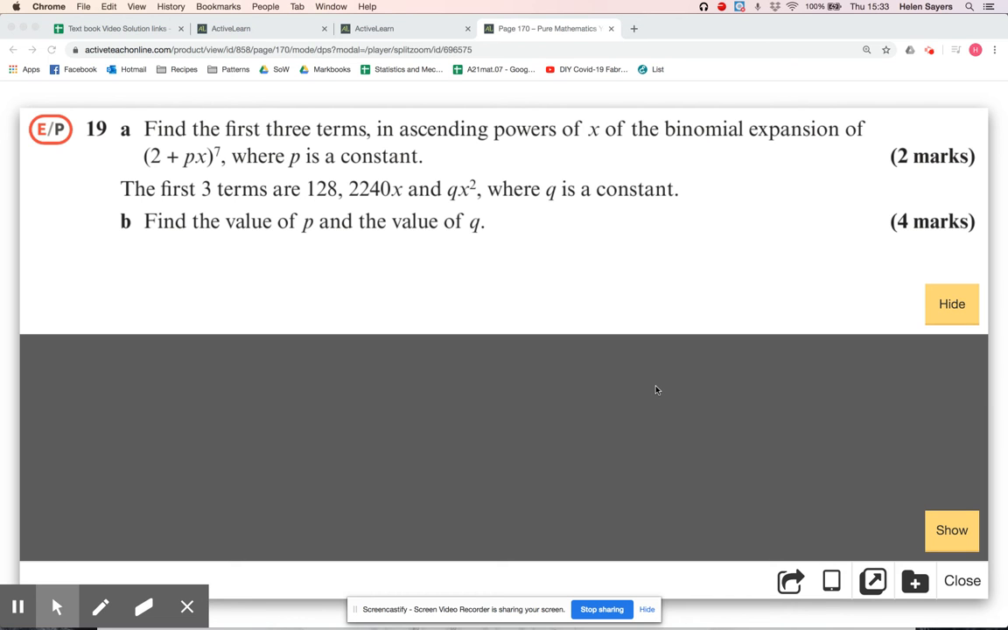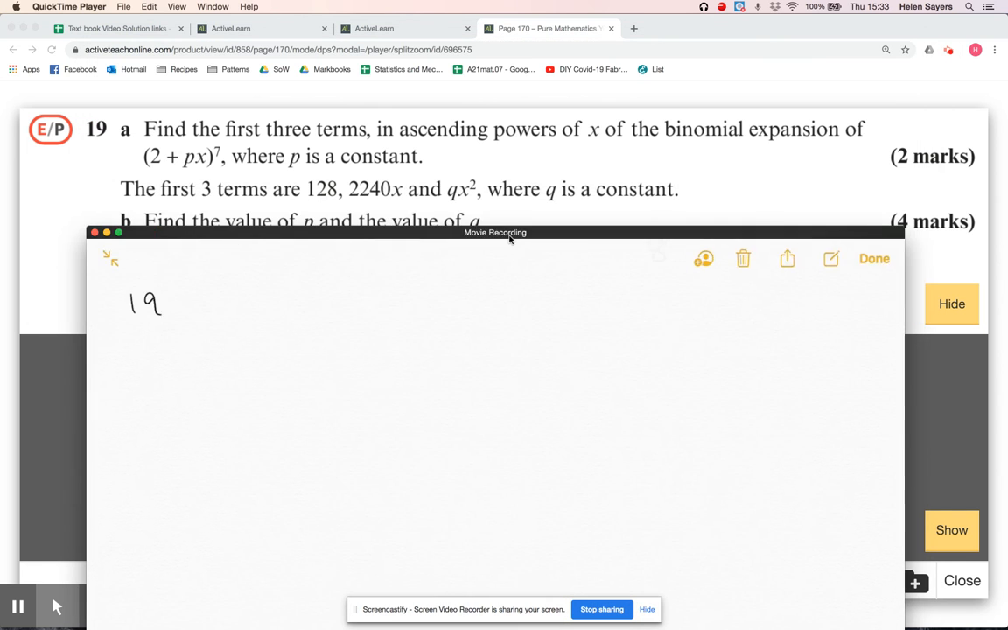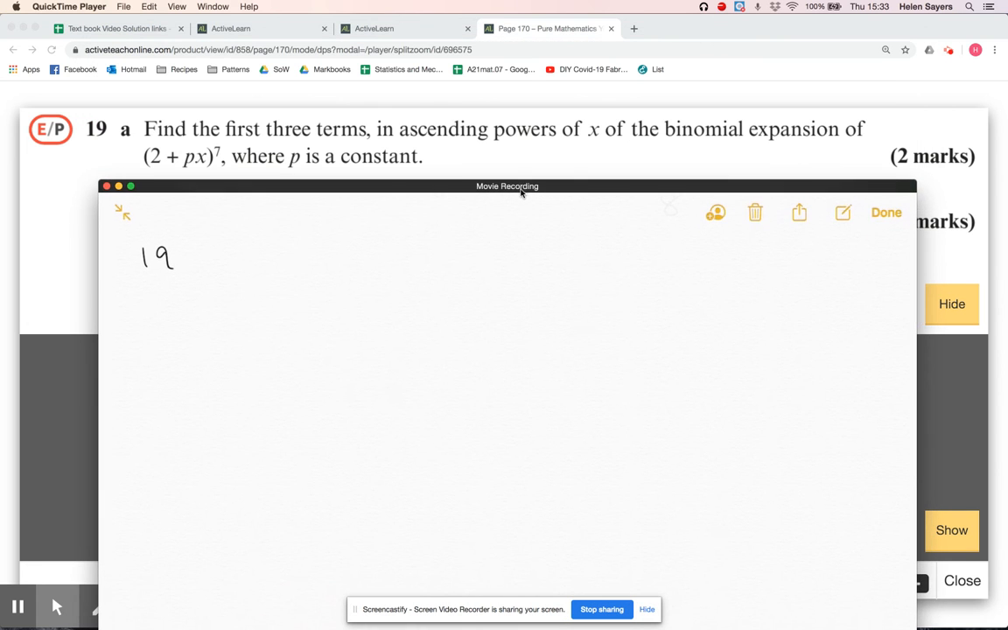Okay, we're looking at mixed exercise 8 from the first year core textbook, and we're on question 19. So it's an exam question, but also a problem-solving one. Find the first three terms in ascending powers of x of the binomial expansion of these brackets, where p is a constant. So our answer is going to be in terms of p, for sure.